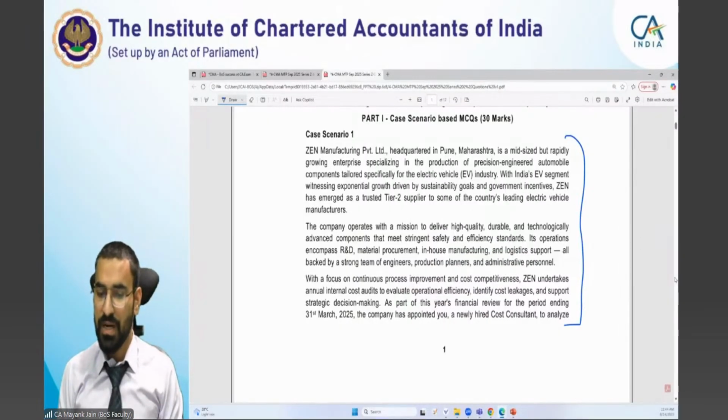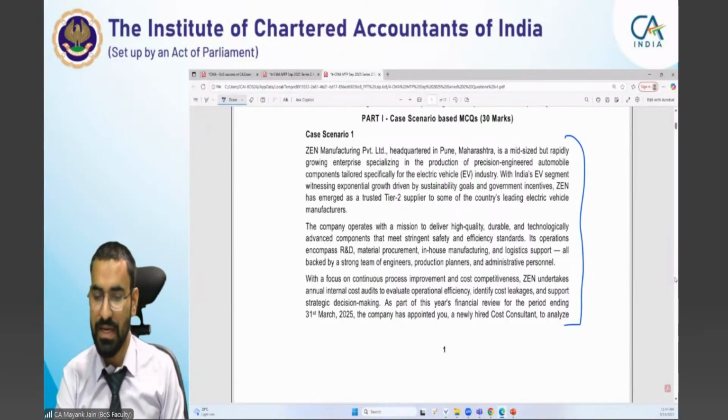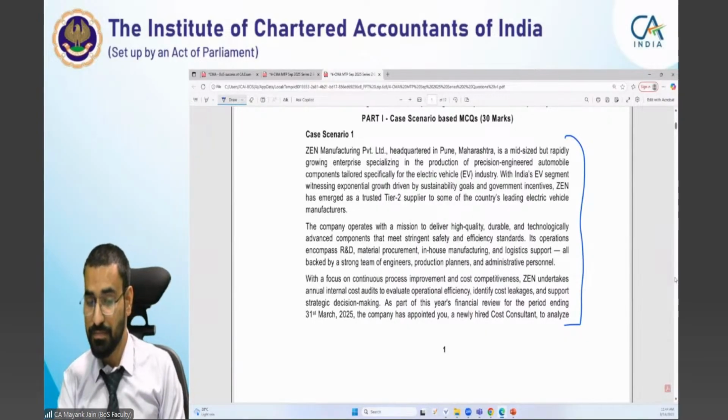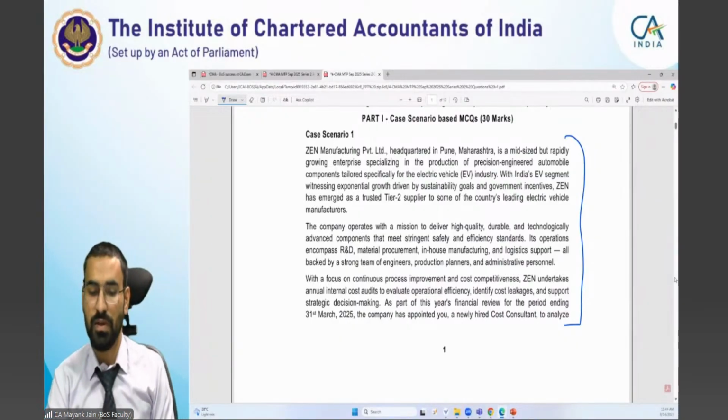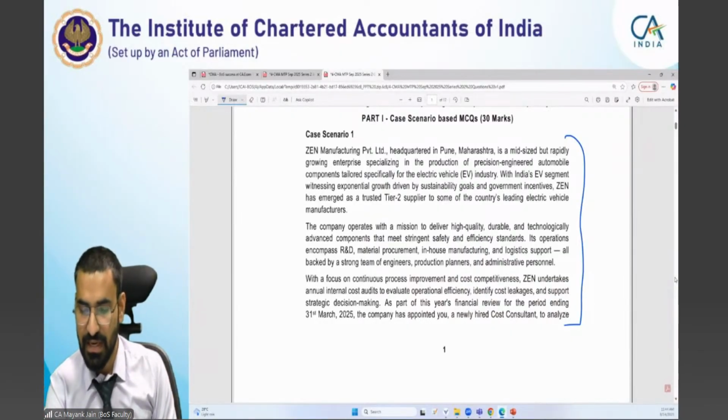The company operates with a mission to deliver high quality, durable, technologically advanced components that meet stringent safety and efficiency standards. Its operation encompasses R&D, material procurement, in-house manufacturing, logistics support, all backed by a strong team of engineers, production planners, and administrative personnel. With a focus on continuous process improvement and cost competitiveness, Jain undertakes an annual internal cost audit to evaluate operational efficiency, internal cost leakages, and support strategic decision making.